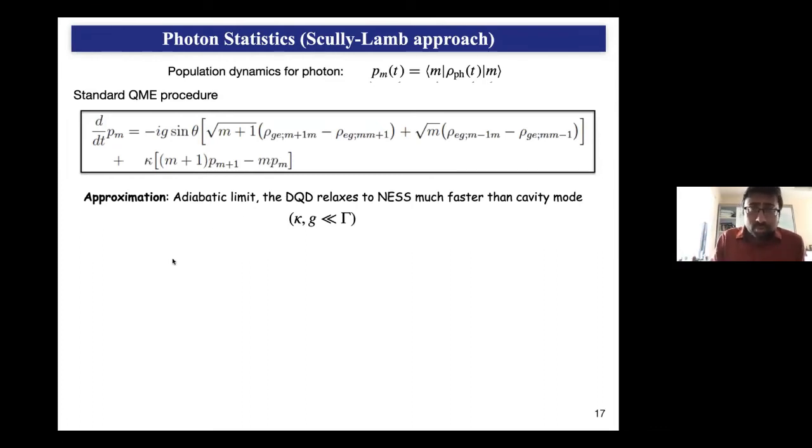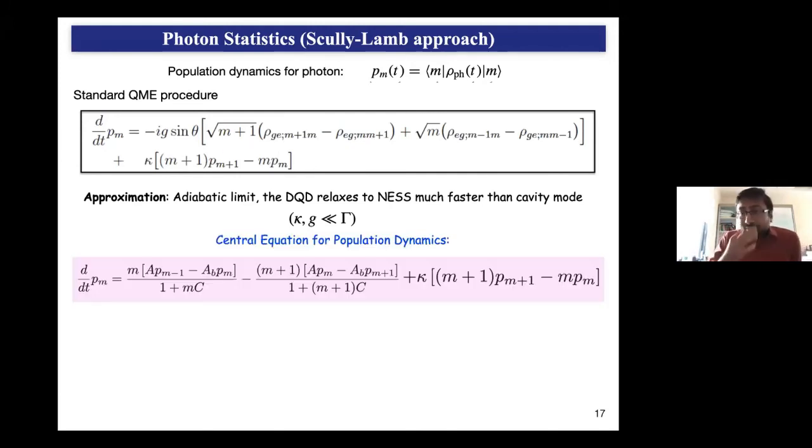So here is one approximation that you do. It's called the adiabatic limit. And what is this limit? This essentially tells you that, okay, let me assume that the time scales in the electronic degrees of freedom are way faster than the cavity time scale. So essentially, let's assume that the non-equilibrium steady state for the quantum circuit is obtained much faster. So you essentially solve for the steady state for the double quantum dot and substitute that solution here. And that helps you to close this equation, and you get a very non-trivial equation in terms of these very complicated expressions given in terms of these coefficients A, B, and C.